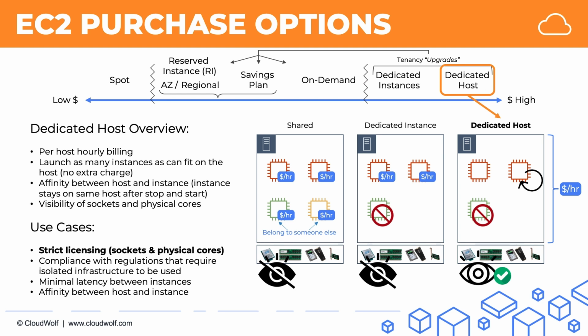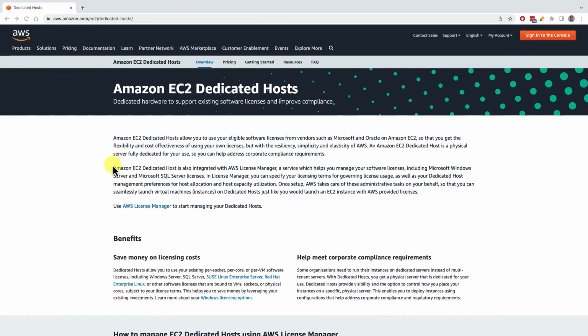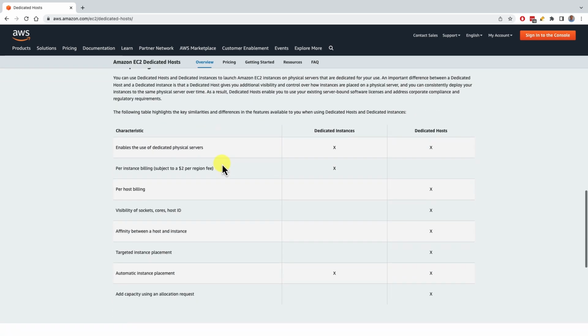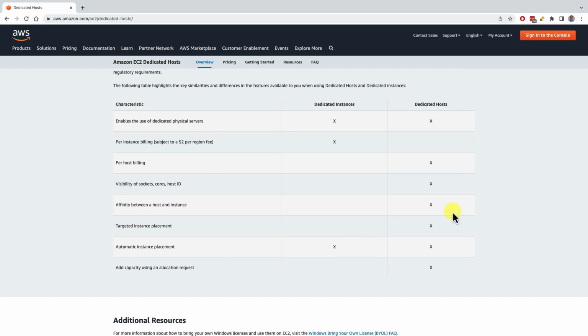And if we look at the use case at the bottom, we've talked about strict licensing, sockets and cores, compliance with regulations that require isolated infrastructure to be used. That's like the dedicated instance requirements, minimal latency, and affinity between host and instance. And if you'd like to explore further, there's a page here on Amazon about dedicated instances and hosts, and there's a beautiful table here that summarizes what we spoke about.